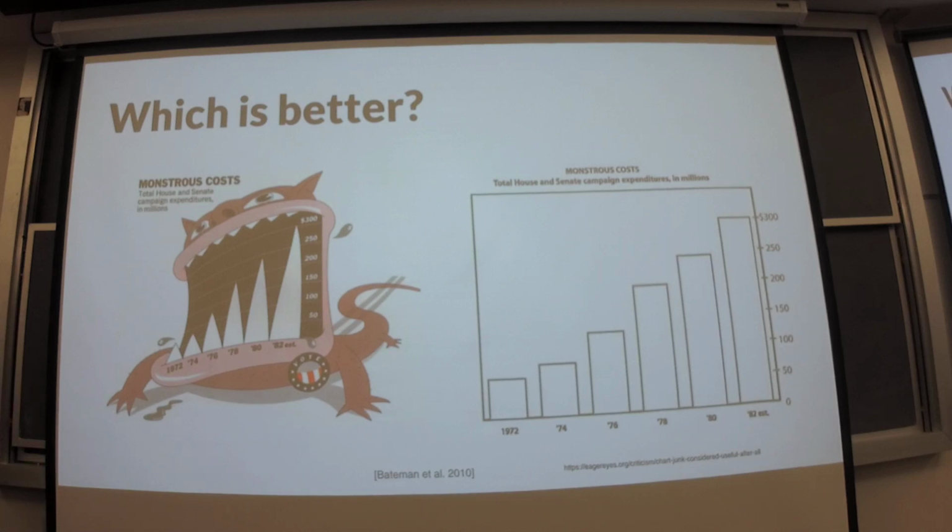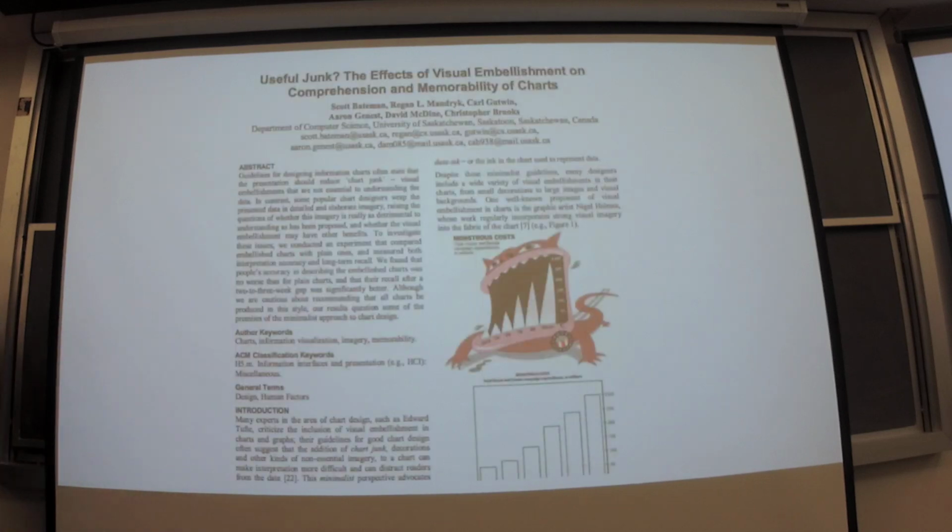The left one here, "Monstrous Cost", is about Senate and House campaign expenditures in millions, again from the 80s. It's an illustration by Nigel Holmes. On the right is a base R plot that just shows the facts, nothing else. Same problem, right? This isn't super accurate to read, but maybe there's something about this chart that makes it better. And so there's this paper, "Useful Junk? The Effects of Visual Embellishments on Comprehension and Memorability."